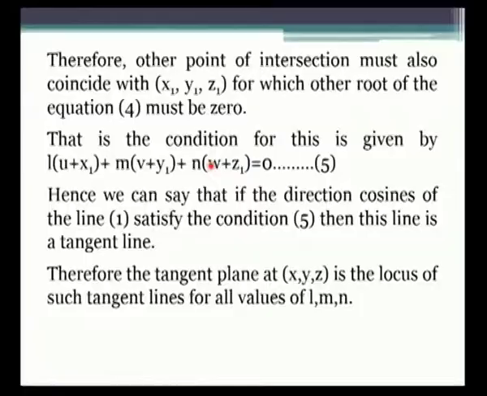Hence we can say that if the direction cosines of the line 1 satisfy the condition 5, then this line is a tangent line. Therefore, the tangent plane at x, y, z is the locus of such tangent lines for all values of L, M, N. So this is the thing about tangent plane to a sphere.